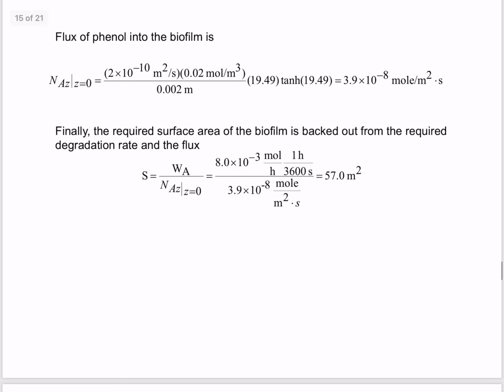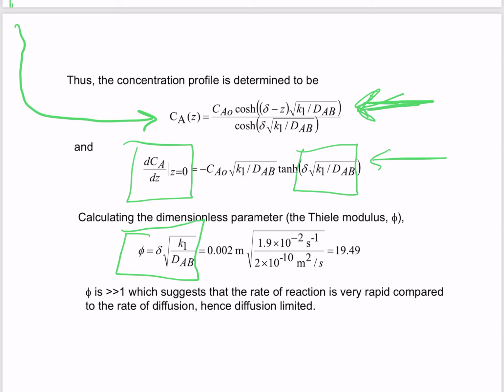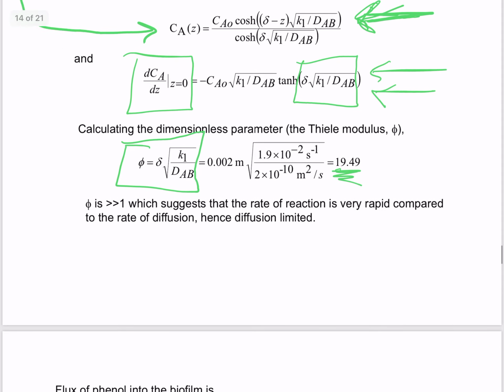And then remember, what we need is the gradient. So she took the gradient, and I'll include in the notes how she did that. Then she calculated what she called the Thiele modulus, which is just a ratio of the reaction to diffusion. The reason she's calculating that is because it's showing up here, to plug into this equation. She found that it's 19.49, with no units.